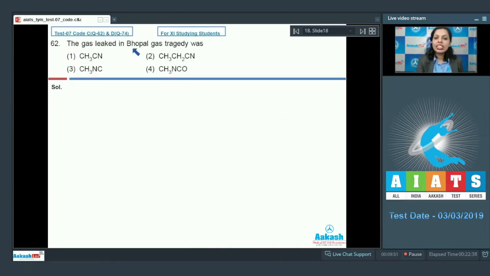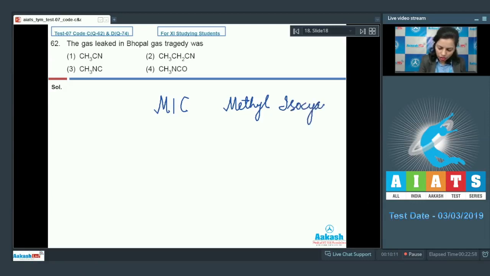Question number 62. The gas leaked in Bhopal gas tragedy was. It was a hazardous gas that caused a lot of casualties in Bhopal, and that gas was commonly known as MIC. This MIC stands for methyl isocyanate. And what's the structure? Its structure is methyl group and NCO, that is isocyanate, and this was the main cause of this disaster. That is option 4. That becomes correct in this case.